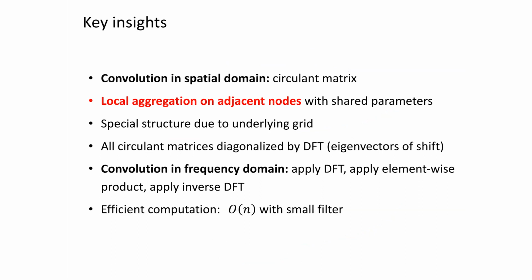Convolution can be computed efficiently. If it's a small filter, we can do it with linear complexity. If we use the Fourier transform, because we can do the fast Fourier transform using the FFT algorithm, it costs us n log n operations, which for any practical reason is almost equivalent to order of n.